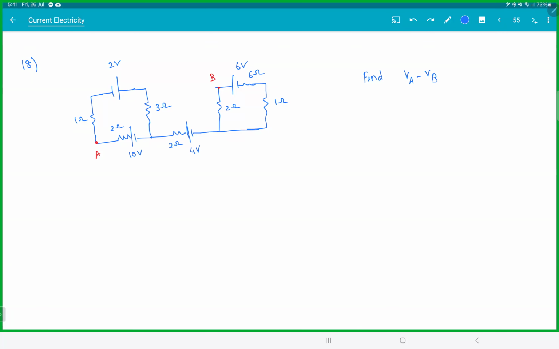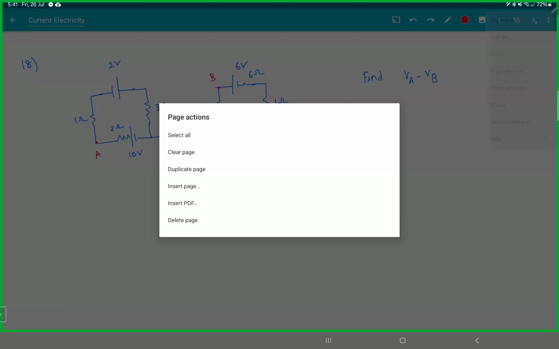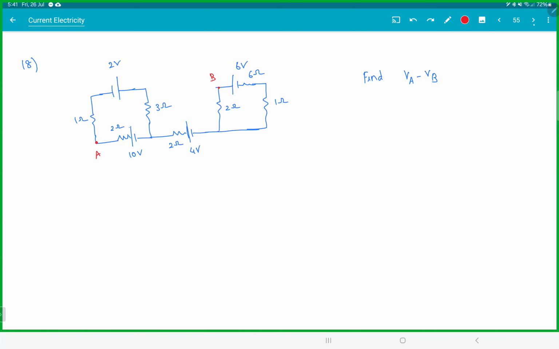Let's see. So the main idea here. First thing, there'll be no current in this branch. That is the first idea. You should figure it out. Because if there is a current in the branch, think of it like this.